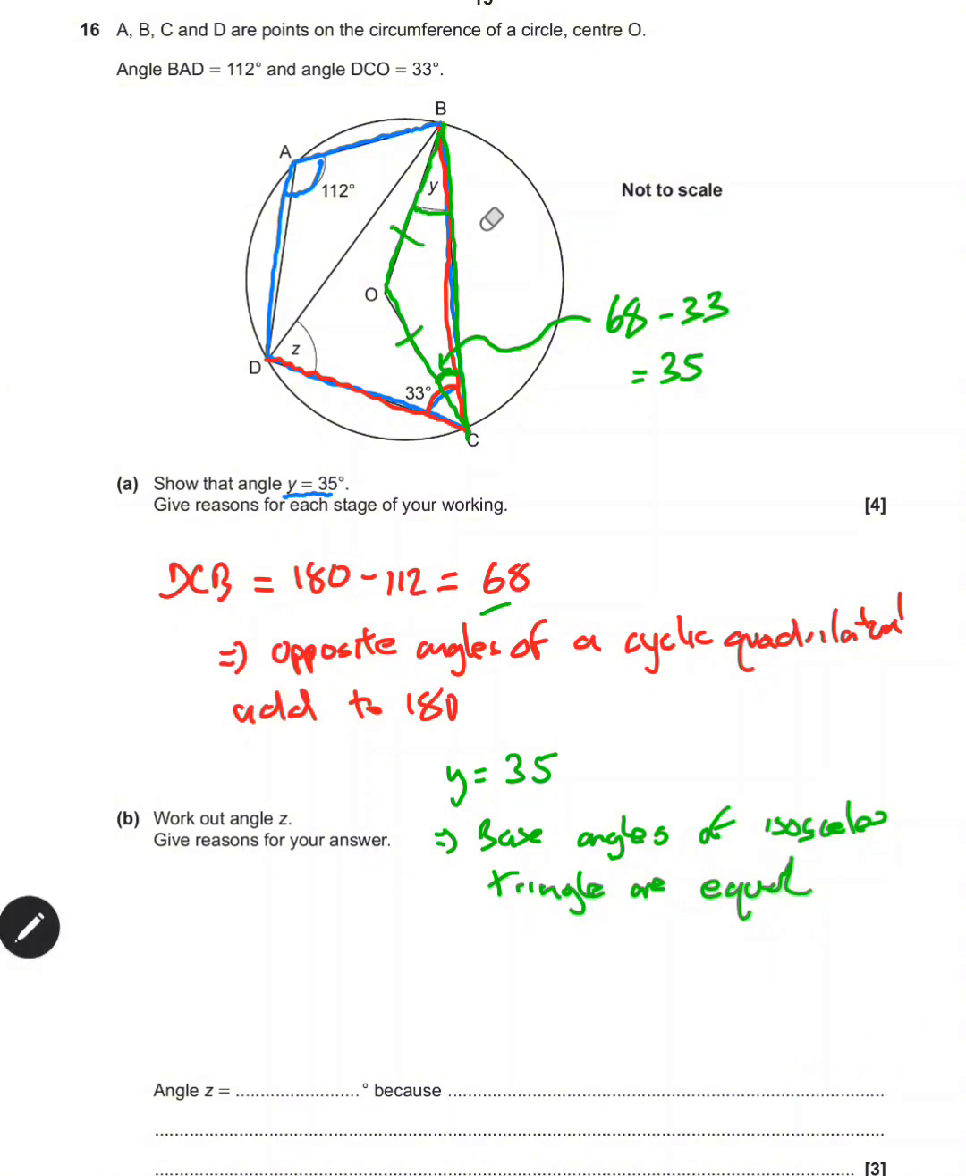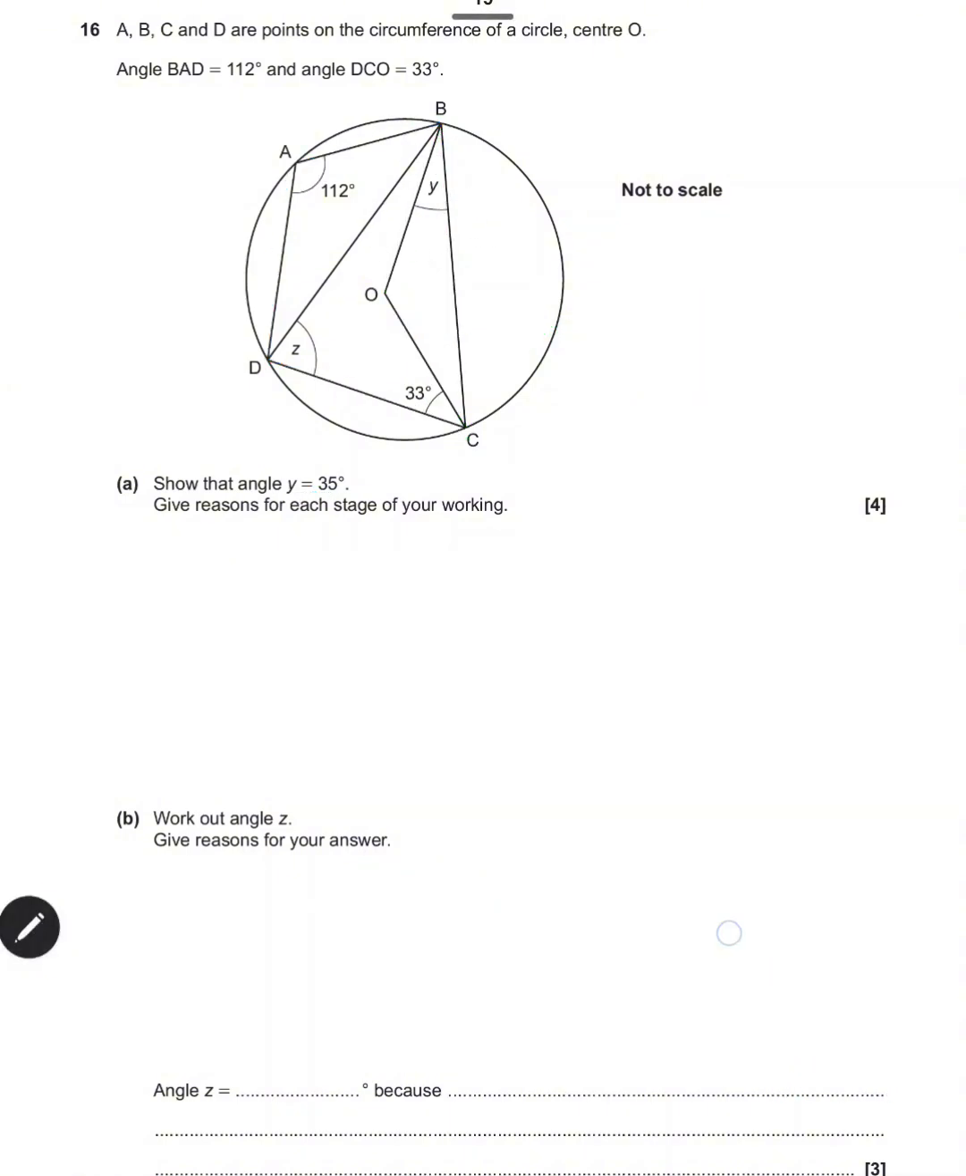For part B, I'm just going to clear my diagram and start again. And we're asked to work out angle Z. Well, we already know that these two are radiuses, so we know that this and this are 35.